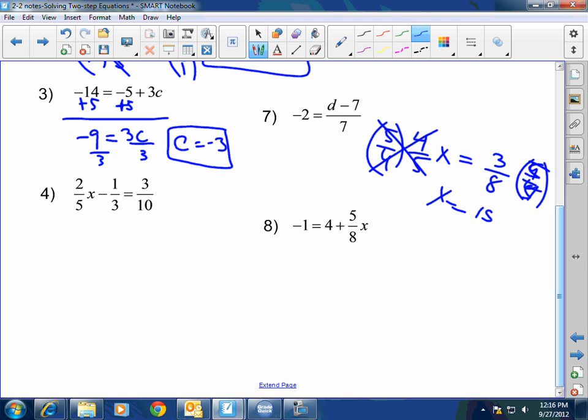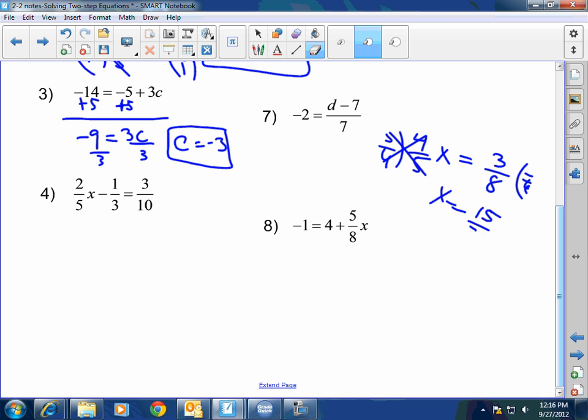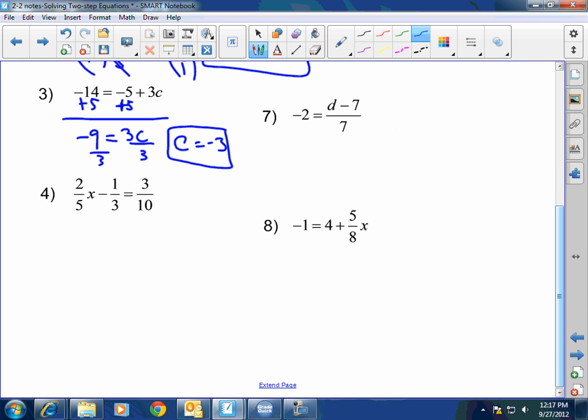This is going to be 15/32. I still have a denominator. So no, that is not what I said yesterday. To get rid of the denominator, you multiply by the LCD, the least common denominator. Thank you for listening.